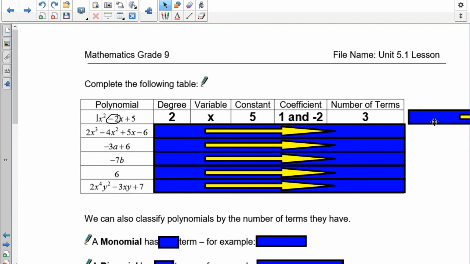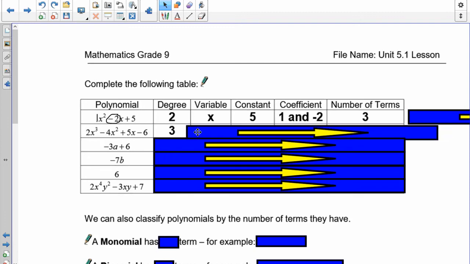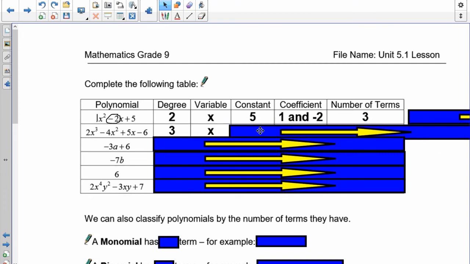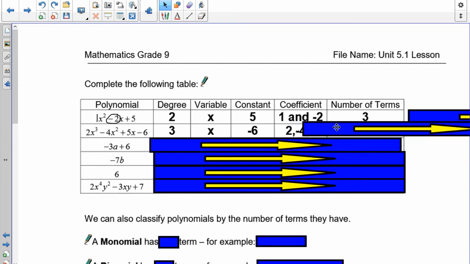So, pause the recording, and I'd like you to complete the rest, and then we will go through it. Okay, this first one, let's take a look at the degree. We got a 3, a 2, a 1, and this one here, so this is a third degree. Variables, they're all x's. The constant, the number by itself, now remember, the sign in front of it keeps it there, so that's a negative 6. Coefficients, I've got 3 now. I've got a 2, a negative 4, and a positive 5. And it's got 1, 2, 3, 4 terms.